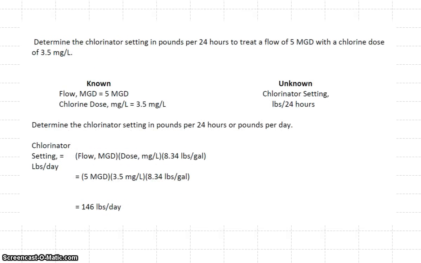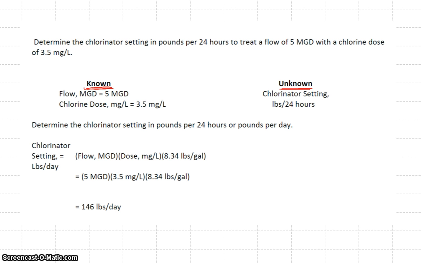In our example, we're going to determine the chlorinator setting in pounds per 24 hours to treat a flow of 5 million gallons per day with a chlorine dosage of 3.5 milligrams per liter. As you may recall from the Sacramento Manual example problems, we identified both our knowns for the equation we're going to use and our unknowns.